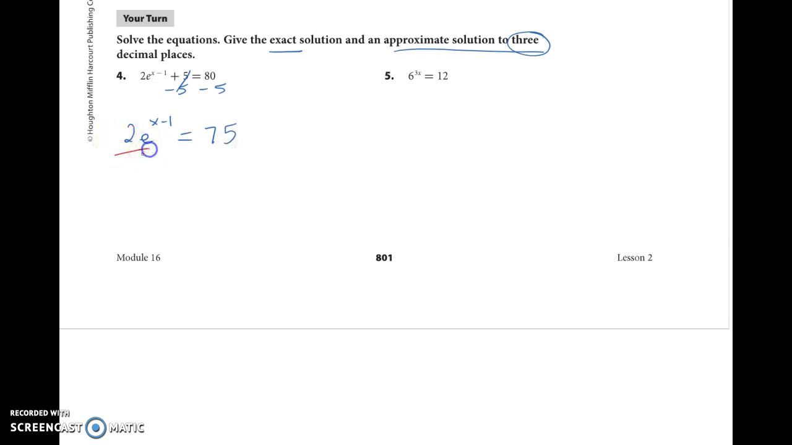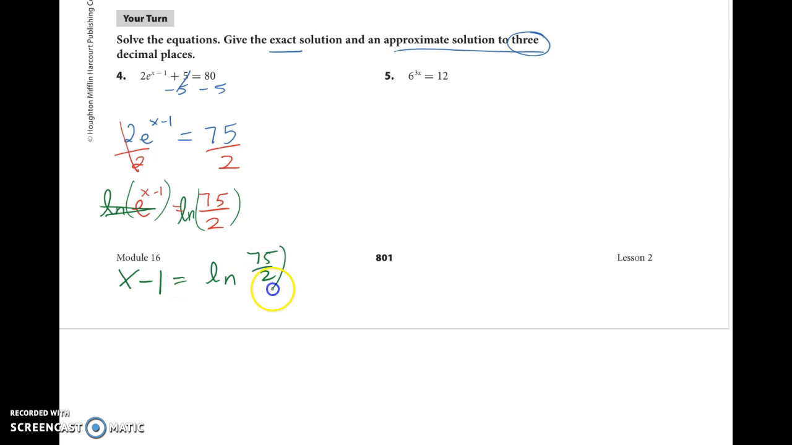And now I'm going to divide by 2 to both sides, and I have e to the x minus 1 equals 75 divided by 2, and I'm going to leave this as a fraction for now. Now, how do I get rid of this e? I need to take log base e of both sides, right? Which is ln. So if I take the ln of both sides, then this ln and this e will cancel, and I get x minus 1 left on this side, and I get ln 75 over 2.